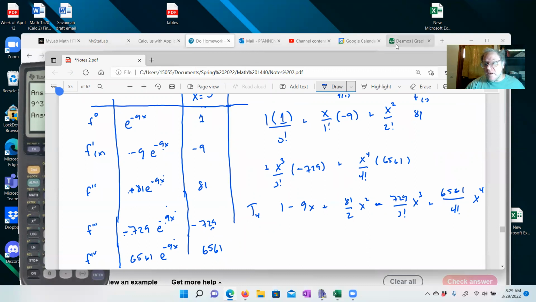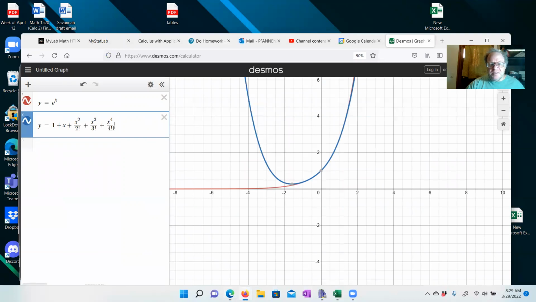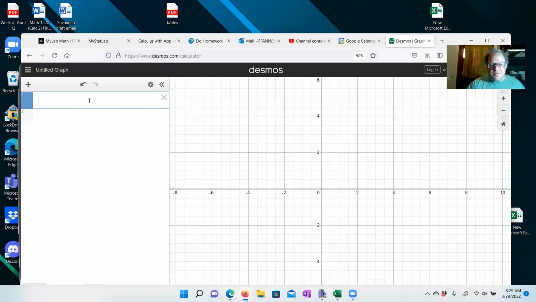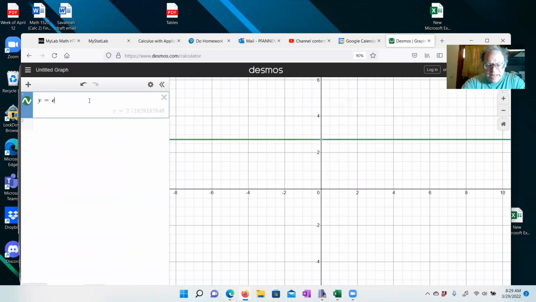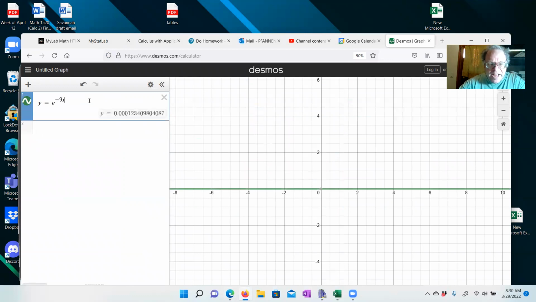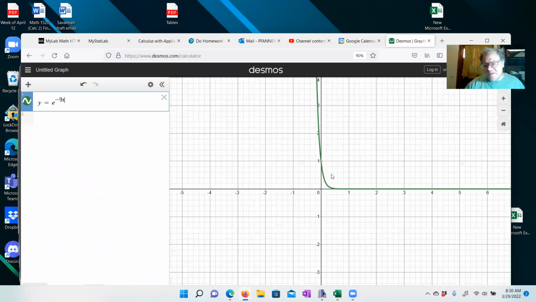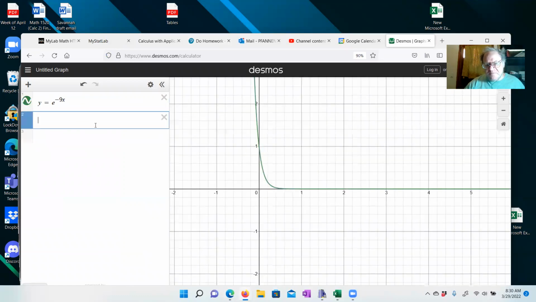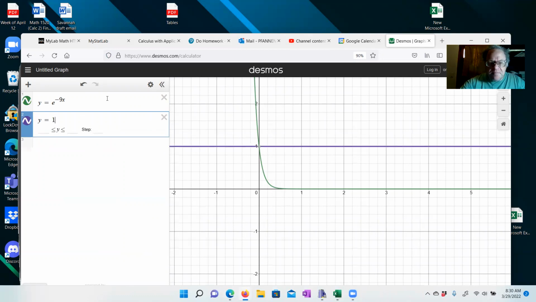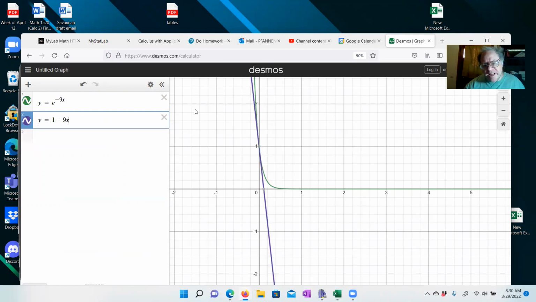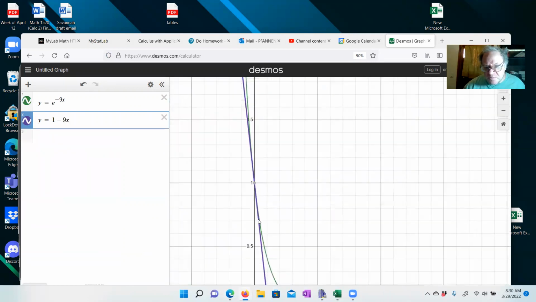We can check. I always find this to be a neat thing because looking at it from Desmos is a cool idea. We have y equals e to the negative 9x. We're going to have to delve really close in here because it's pretty steeply sloped. So let's take a look. y equals 1 minus 9x, and you can zoom in and see that we're approximating that.